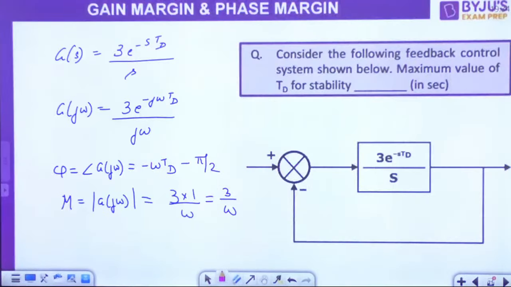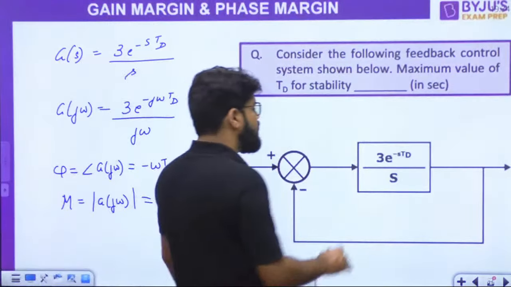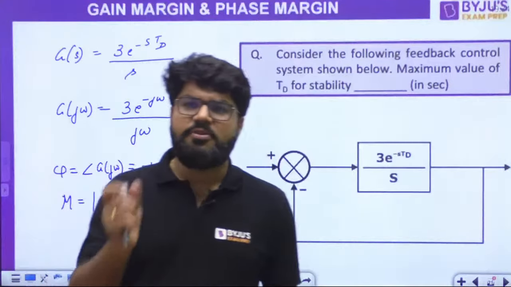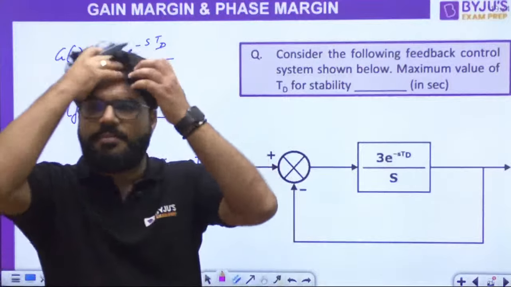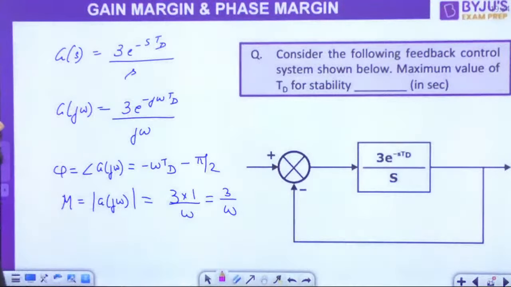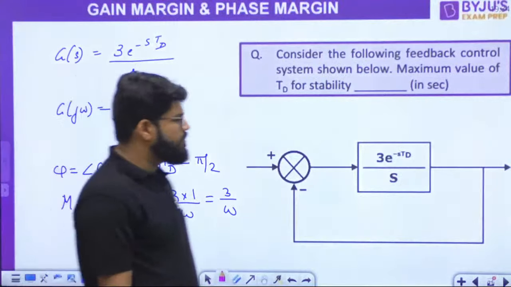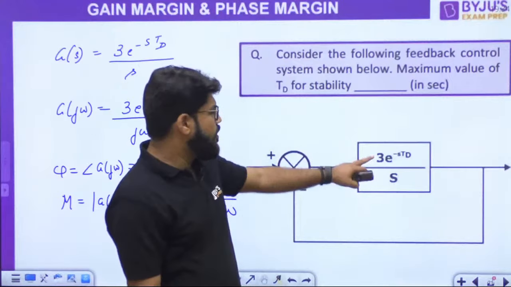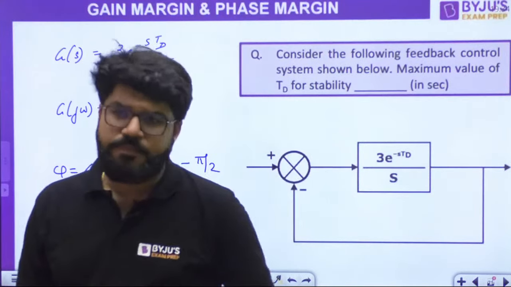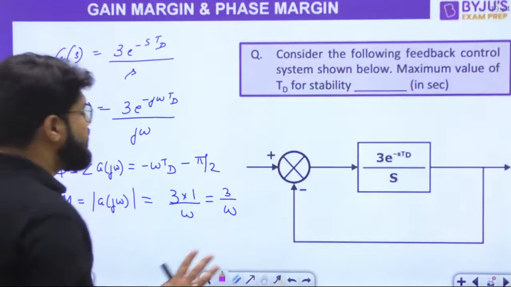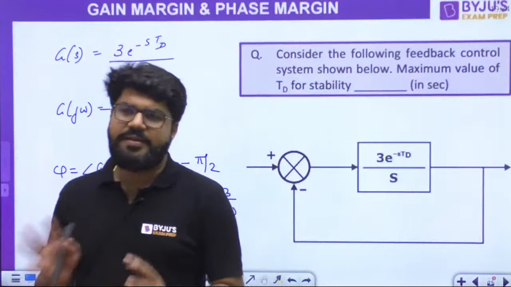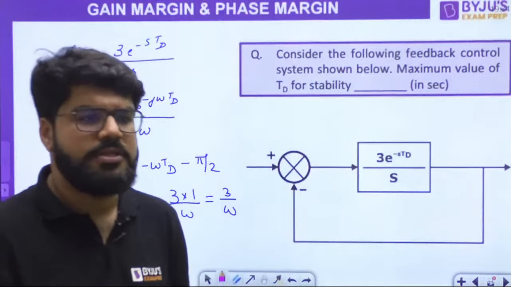The question is about stability, but whenever you have a time delay element term and you want the maximum value of the time delay factor T for stability, use the phase margin method, the best and accurate method. Routh-Hurwitz will also give an approximate answer. You will have to approximate the exponential, maybe up to the quadratic term, because Routh-Hurwitz needs a polynomial. Directly Routh-Hurwitz cannot take the exponential.